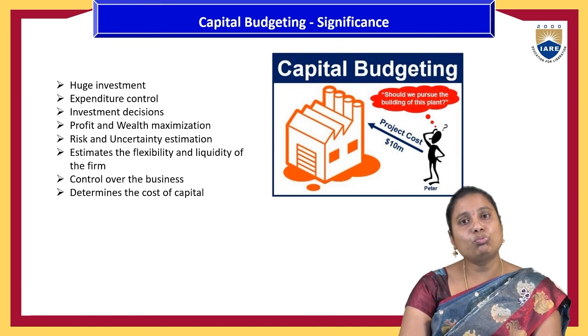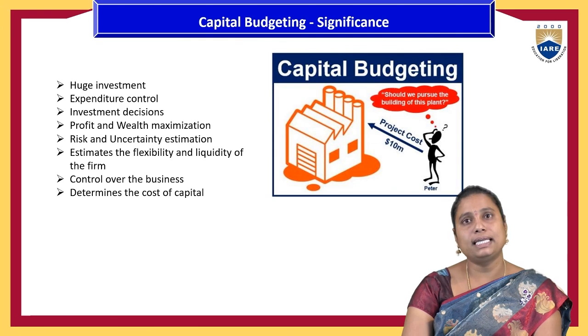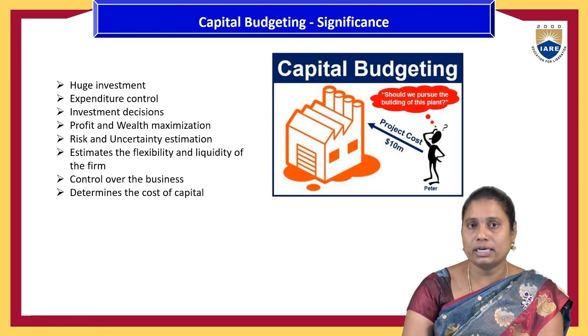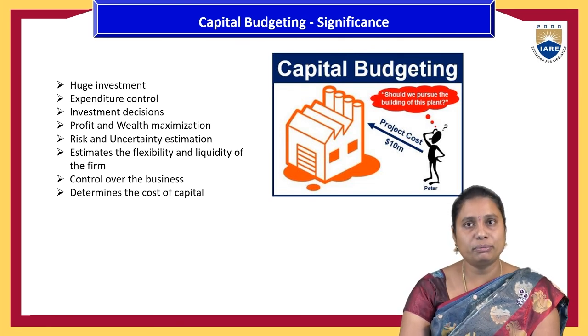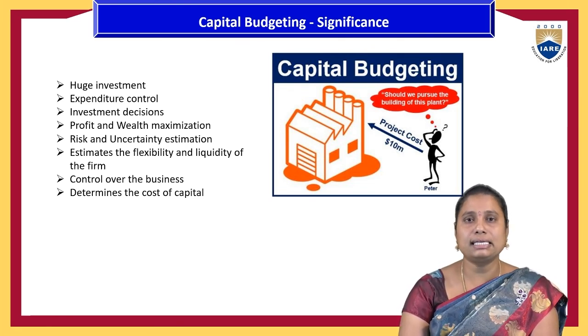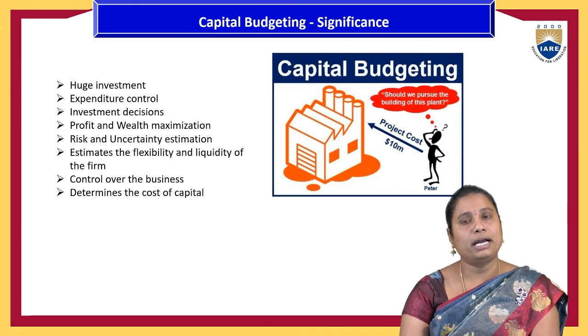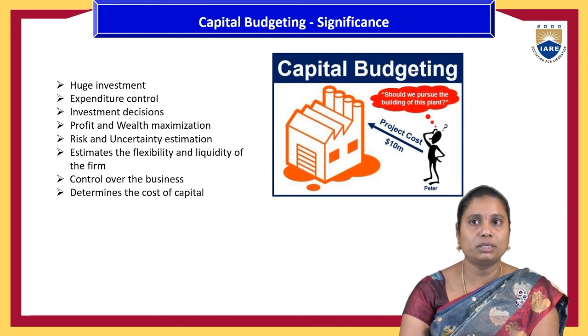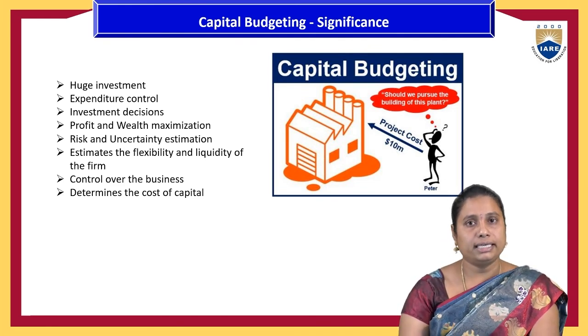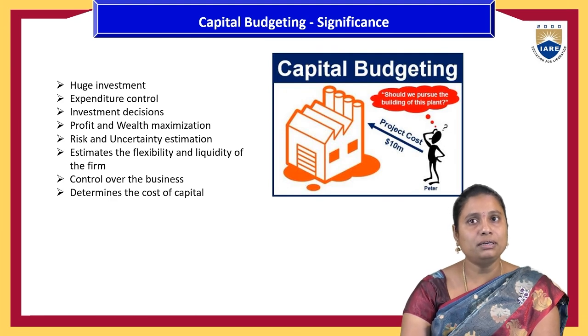Its significance is greater for business because they are dealing with huge investments, and it is possible for expenditure control, and it deals with the investment decisions of the organizations to yield profit maximization as well as wealth maximization of the businesses, to reduce the risk and uncertainty estimations of the business, for flexibility of the liquidity of the firm and control over the firm, and to determine the cost of capital. This capital budgeting analysis is more important, which I'll see in the next class, in the next video related to capital budgeting.